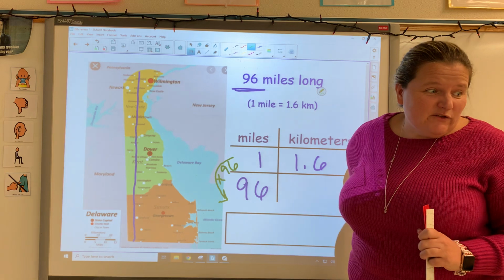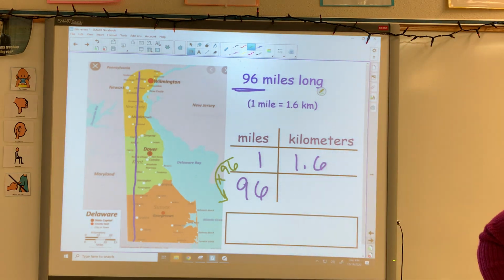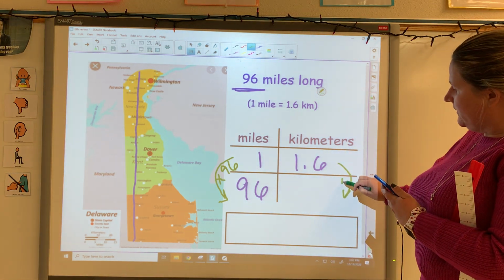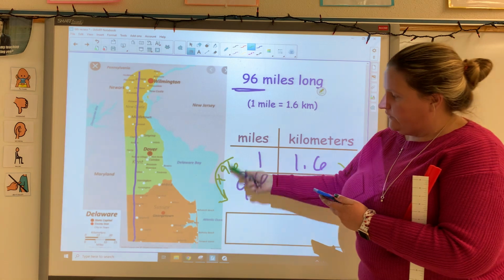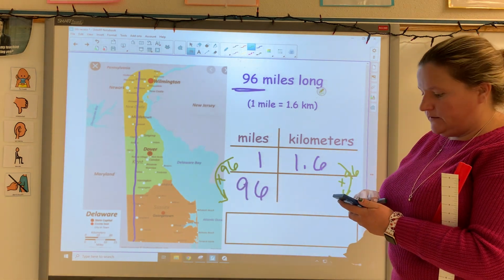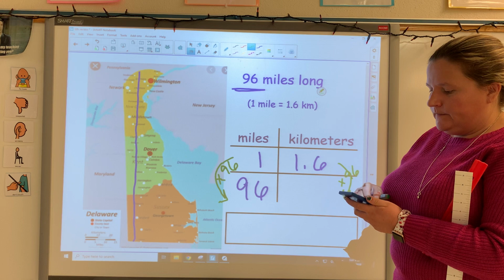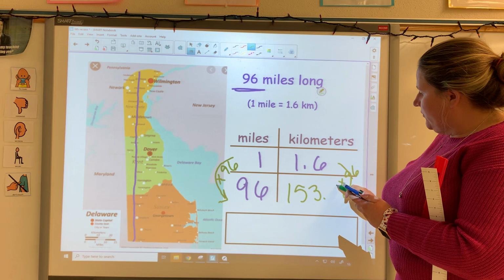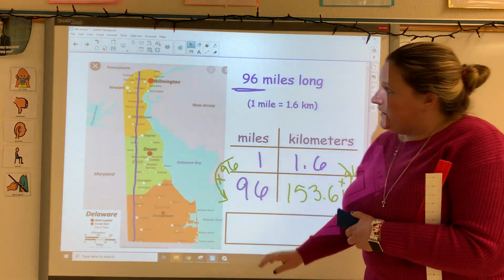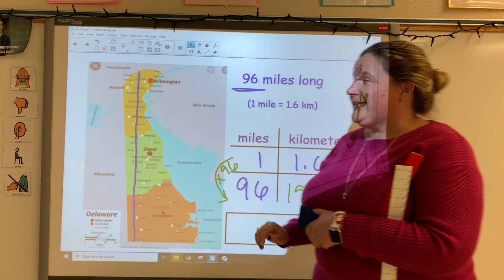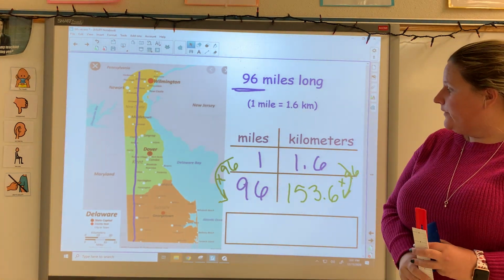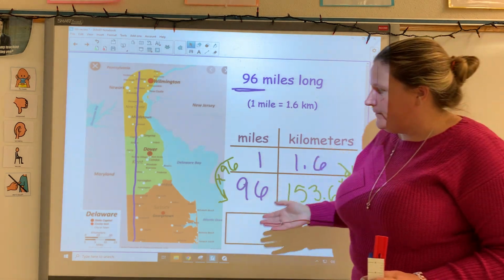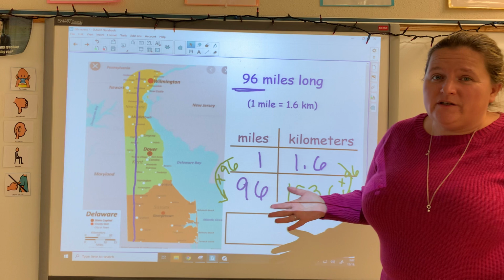So I'll probably have to get my trusty calculator out, and oops, I put it down here. And I'm just going to multiply times 96, because remember, if I multiply this by 96, I multiply that by 96, so 1.6 times 96 is 153.6 kilometers. So we can say the distance from the top to the bottom is 96 miles long, or we can say that it is 153.6 kilometers.